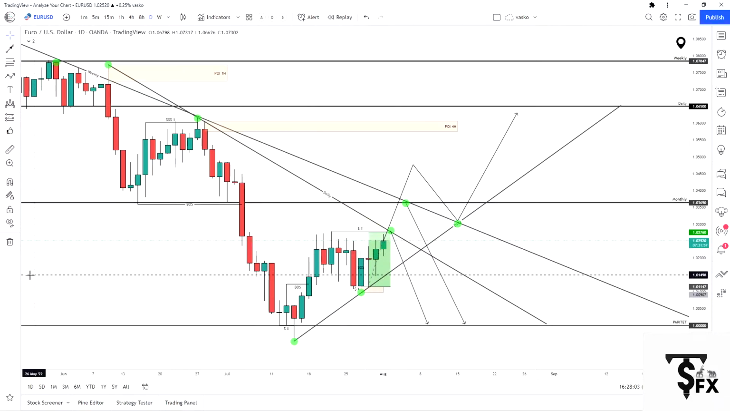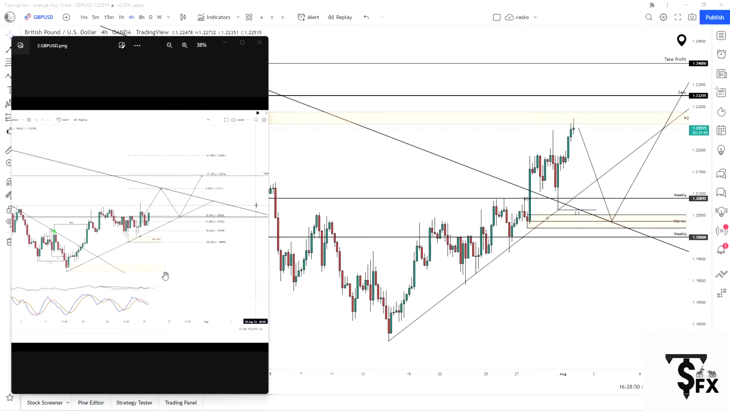Okay, let's move to Great Britain pound to US dollar. Let's have a look what we expected to happen. Here we said that we are expecting the price to make again a repulsion from this trend line, to form a third point on this ascendant trend line, and the price to go up.